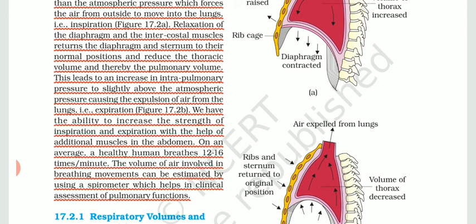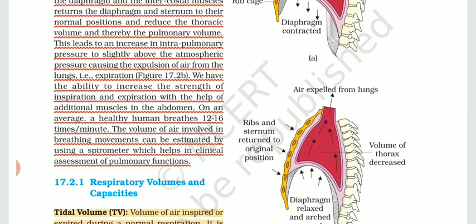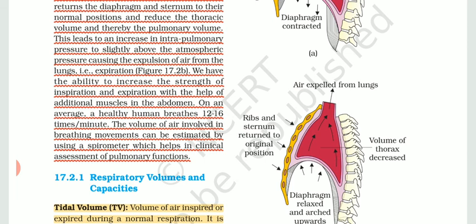Here you have to remember that on average, a healthy human breathes 12 to 16 times per minute. You can count for yourself as well. The volume of air involved in various breathing movements can be estimated by an instrument called a spirometer. It helps in patients dealing with asthma, breathing problems, or pneumonia, to find out how their inhalation and exhalation vary from each other.